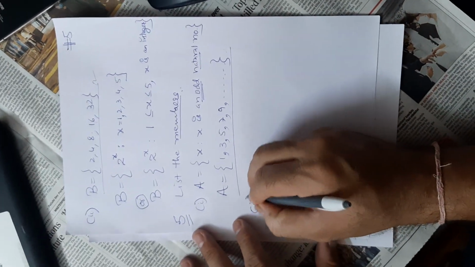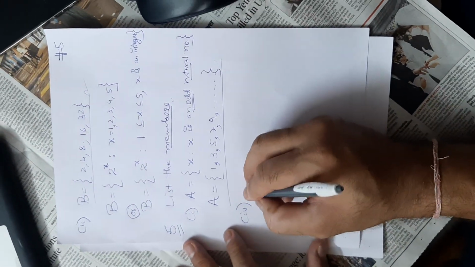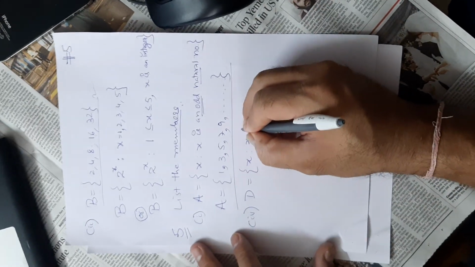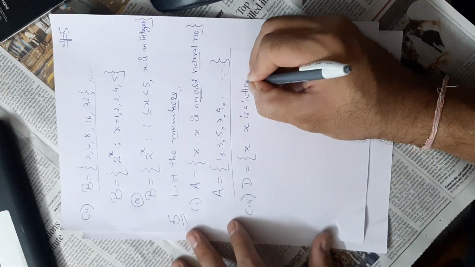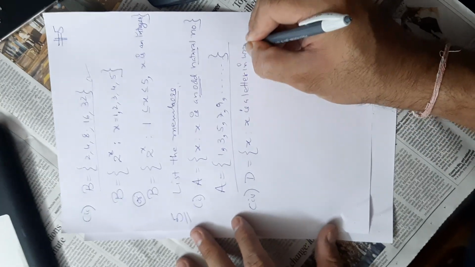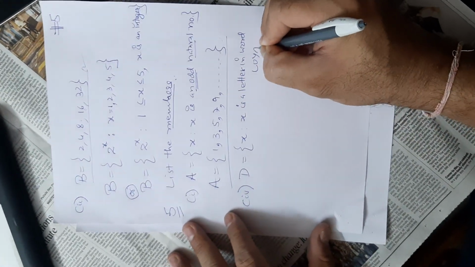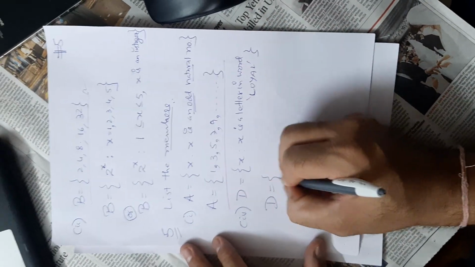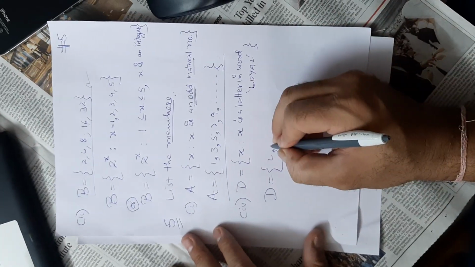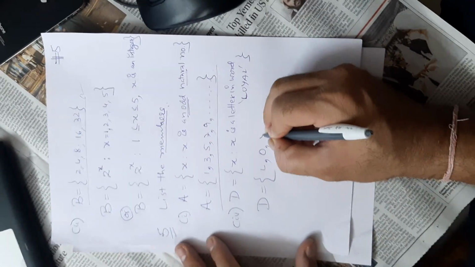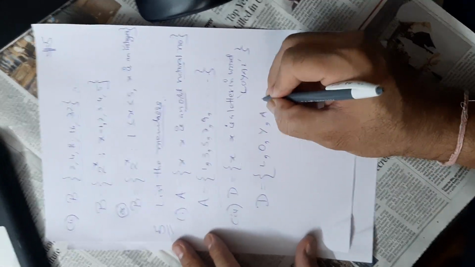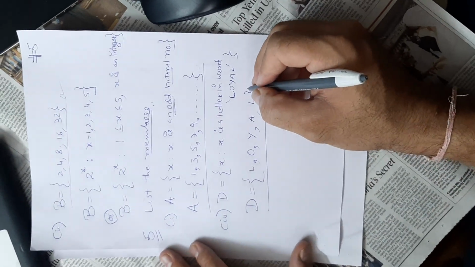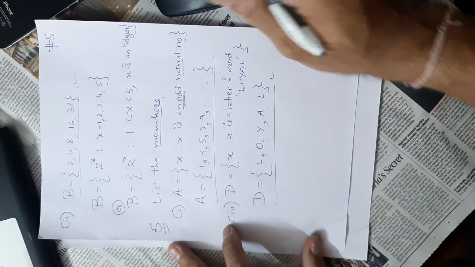Fourth example, in this question, D equals to X, where X is a letter in the word loyal. You are given this word. So you list out the letters here. So the first letter is L, then O, then Y, then A and then L. In case you have repetition, you drop it. So this way we can list the members of the set D.